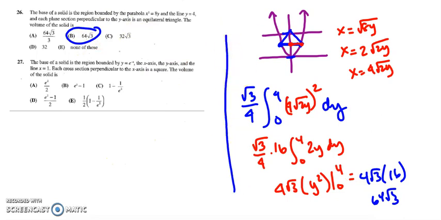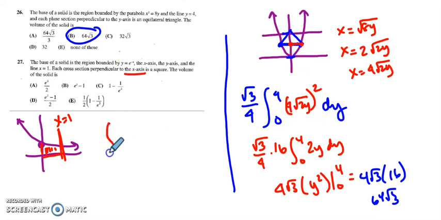So we do number 27 over here. We have e to the negative x, which has a y-intercept of 1 and is descending and looks like this. And they're talking about regions bounded by the x-axis and the y-axis and the line x equals 1. So this region here. And each section perpendicular to the x-axis is a square.